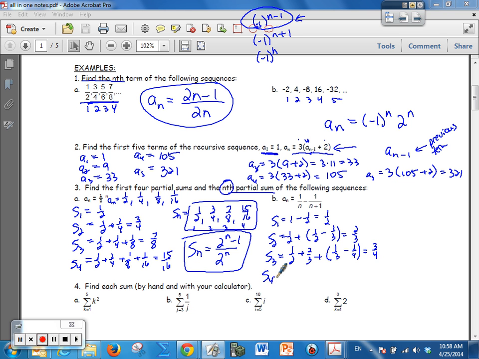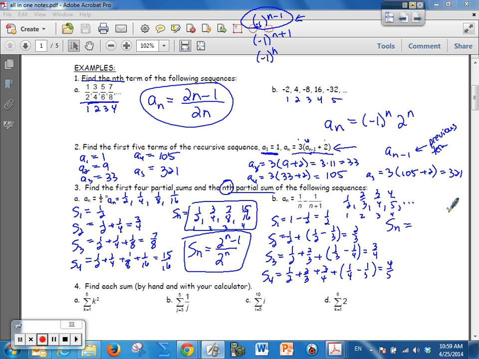And my last partial sum is 1/2 plus 2/3 plus 3/4 plus 1/4 minus 1/5, and that gives me 4/5. So those are my 4 partial sums. I'm going to write down my pattern of partial sums so I can figure out the nth partial sum. We had 1/2, 2/3, 3/4, and 4/5. So S sub n equals, that's my first term, second term, third term, fourth term.